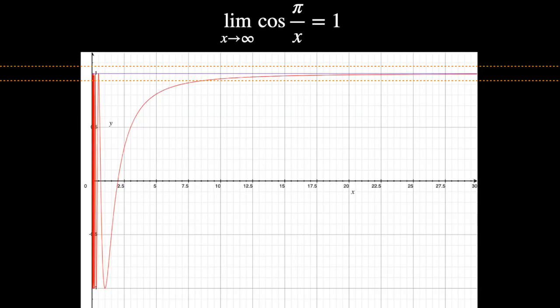You tell me how close to 1 you want to be. That's a number, say, epsilon, and I'll draw dotted lines to say, okay, here we are within epsilon of that y equals 1 line. And once you've chosen how close you want to be, I choose that vertical line and say anything to the right of there is that close. The graph of y equals cosine pi over x is never outside of that range.